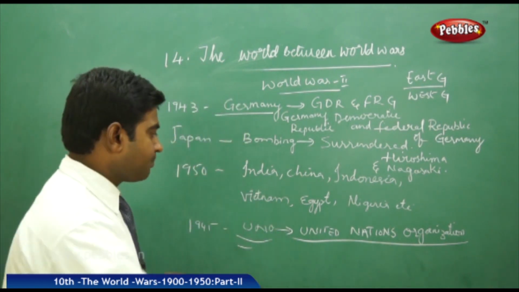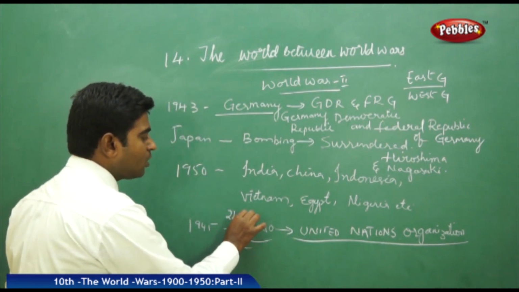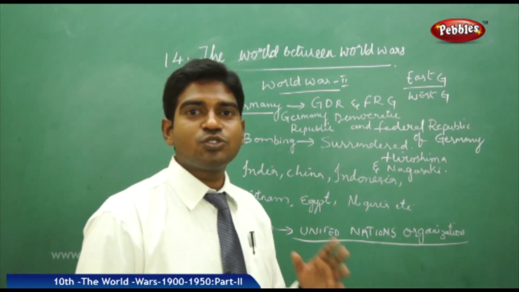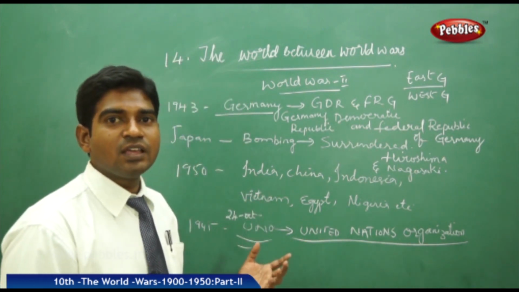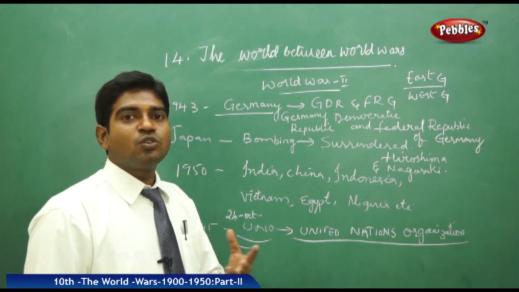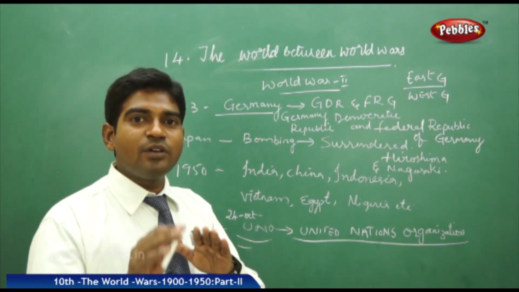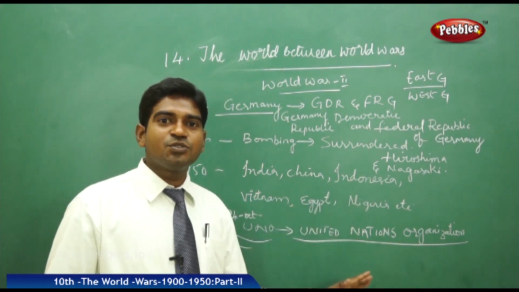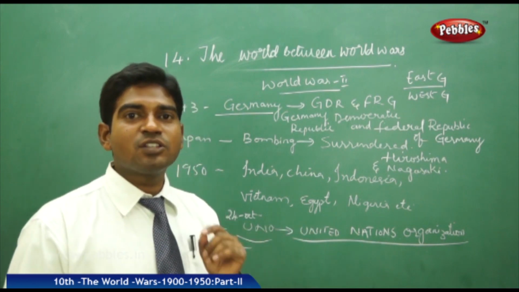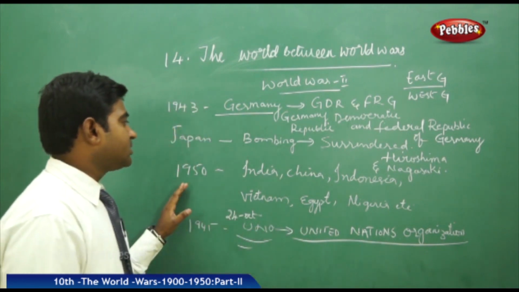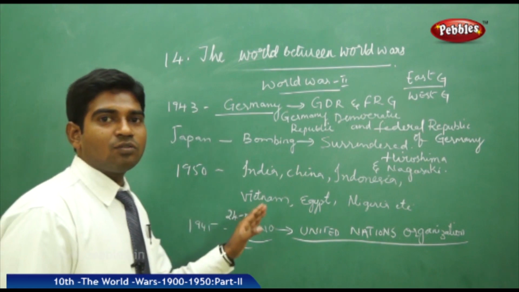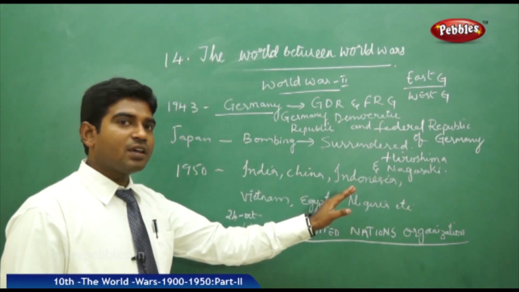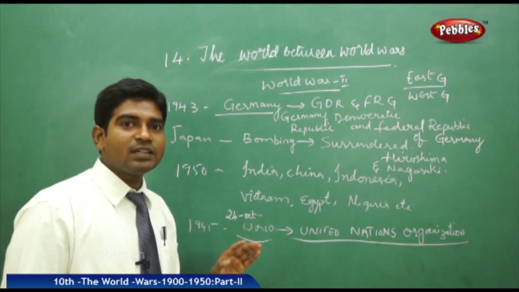UNO was established on 24th of October 1945, and it is also extending its hands to the socio-economic cultural development of the other nations and to help the developing countries to reach their better heights and to reduce the disparities between the developed and the undeveloped nations, so that these kind of issues or world wars would not result from any small conflicts. The new independent nations, once upon a time colonial countries, are India, China, Indonesia, Vietnam, Egypt, Nigeria, etc.